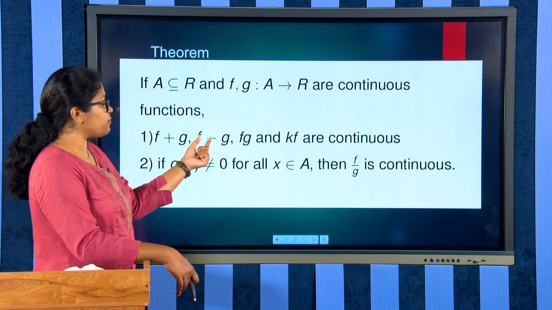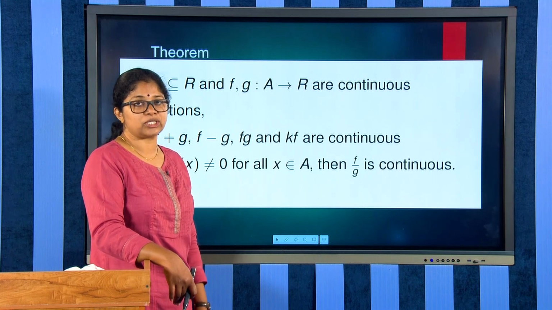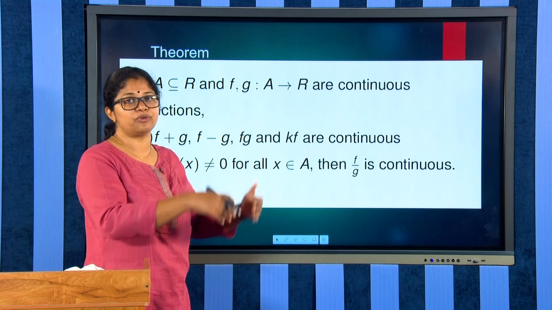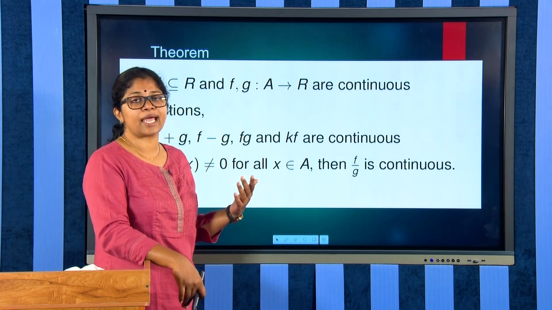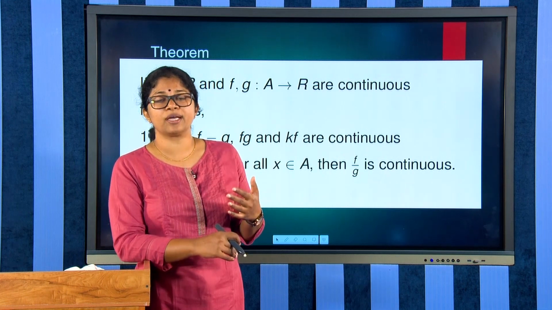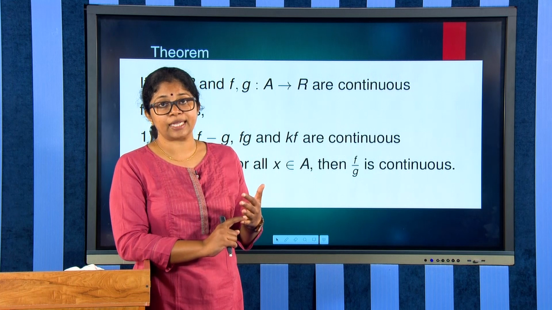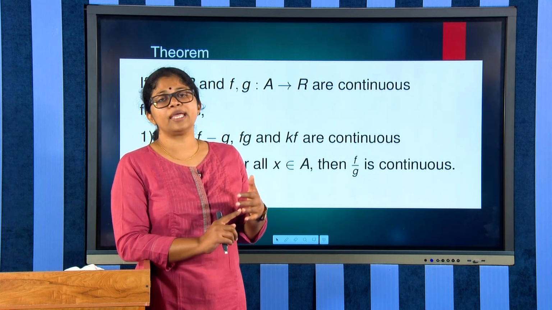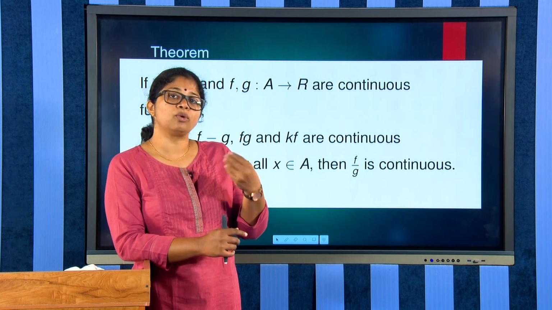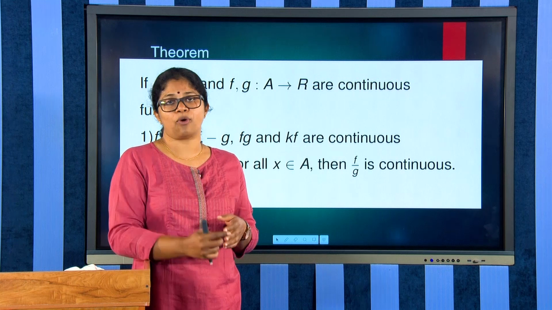f plus g, f minus g, fg and kf are used in real world situations where two or more functions are combined together to get a new function. We can imagine the graphs of polynomial functions, sin x, cos x and so on, but in random real world situations, the graph of a particular function can be a combination of all of these.